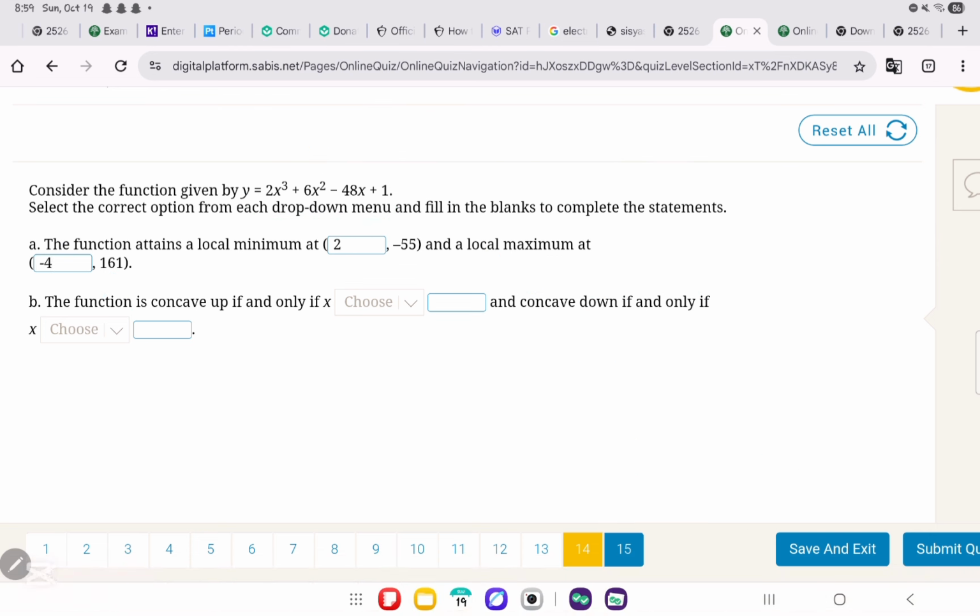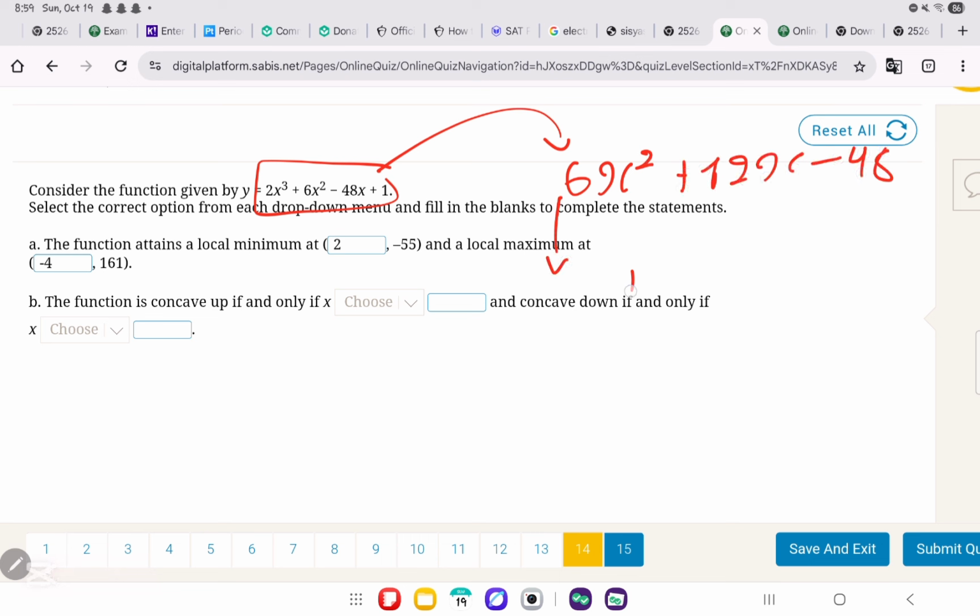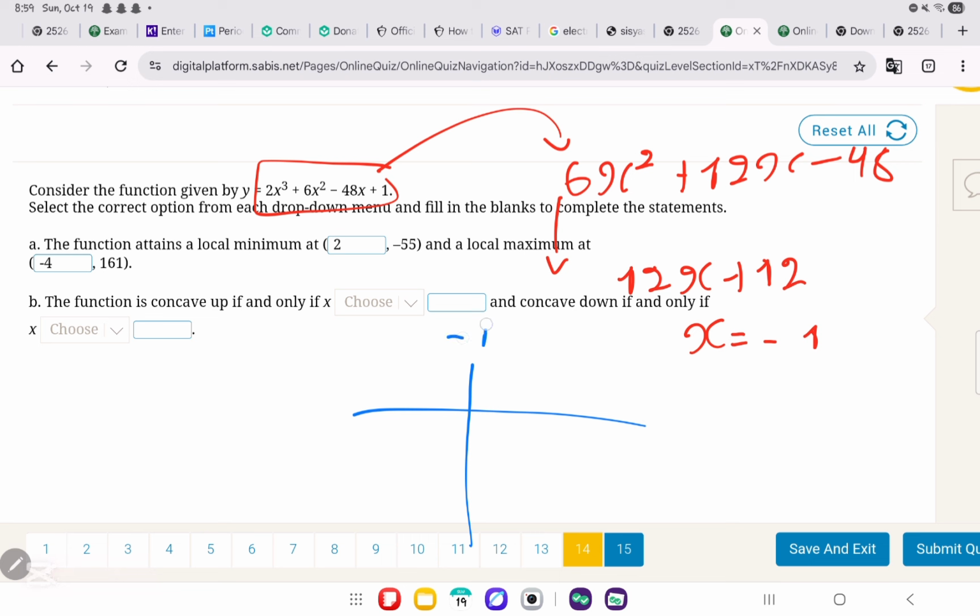Now, concave up and concave down. How do we find concave up and concave down? We need to take the second derivative. The first derivative is 6x squared plus 12x minus 48. Then the second derivative is 12x plus 12. That means x is equal to minus 1. Now, we need to find the inflection point, based on minus 1.